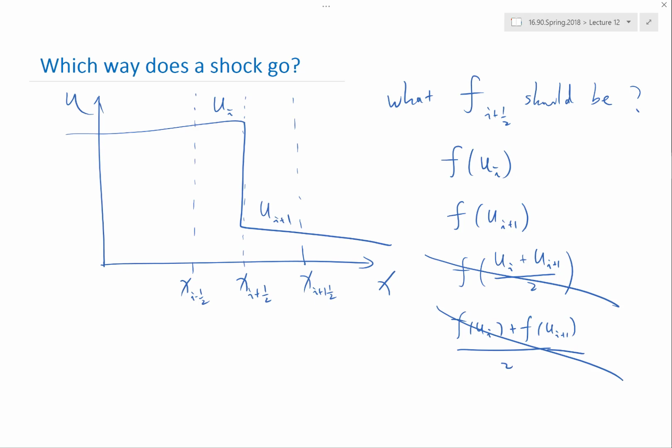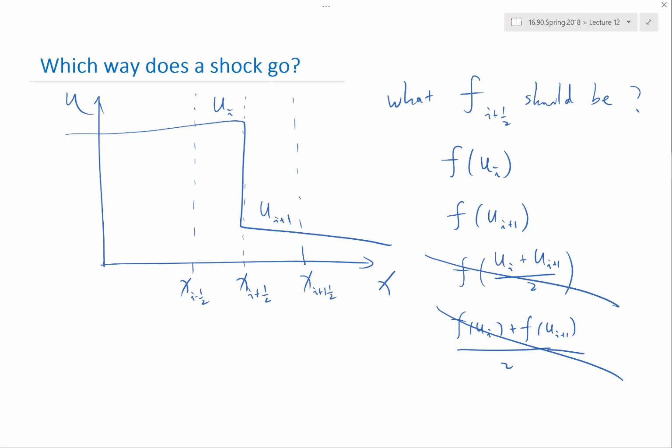But if the direction was this way, we choose F of U_i, not F of U_i plus 1, right? If the direction was to the right, then we choose F of U_i. If the shock is moving towards the left, you should choose F of U_i plus 1. It all depends. So how do we know which way a shock would go? You need to know something about the system you're modeling.